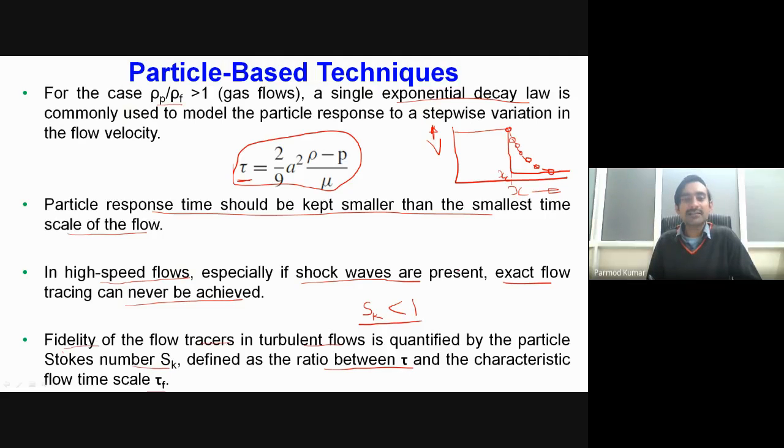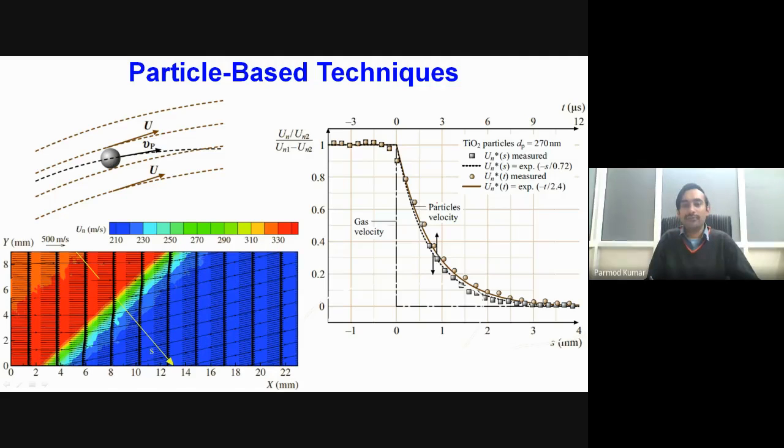However, there are certain situations, particularly where we are having the occurrence of shock waves. Under such conditions, exact flow tracing of particles can never be achieved. So let us try to see this with the help of this particular slide. Over here you can see this is nothing but a velocity contour which is basically obtained using laser Doppler anemometry, and over here you can see this particular profile. You can see there is a sharp change of velocity in this particular region. This sharp change of velocity has actually reflected the occurrence of shock wave in this particular plane.